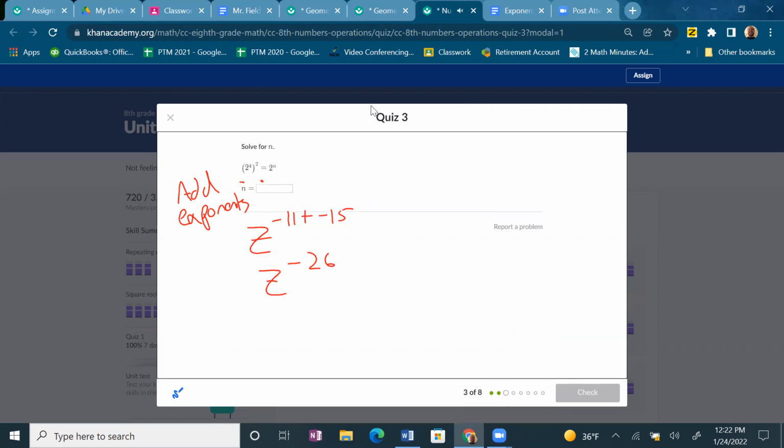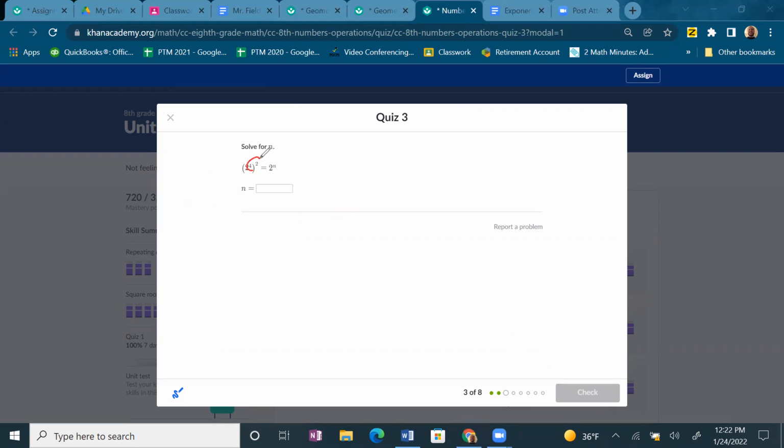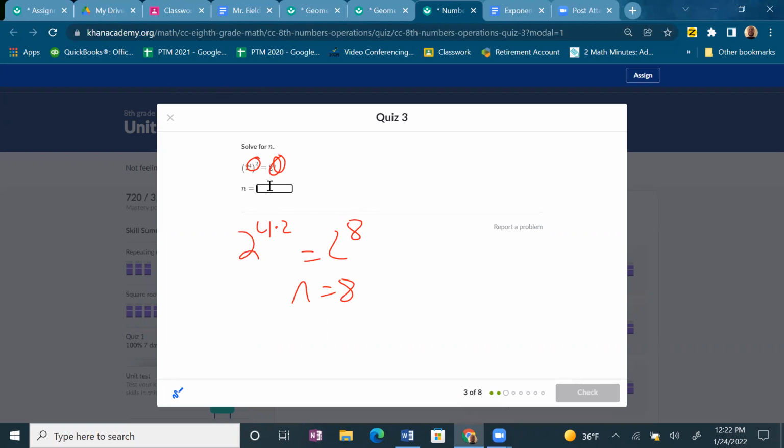All right. See, now here's the other rule that I was just thinking about. This is where we would multiply the two exponents right here. So 2 to the 4 times 2, which is 2 to the 8. So n equals 8, because they want to know what n is there. So that would be 8. It's called the power to a power rule.